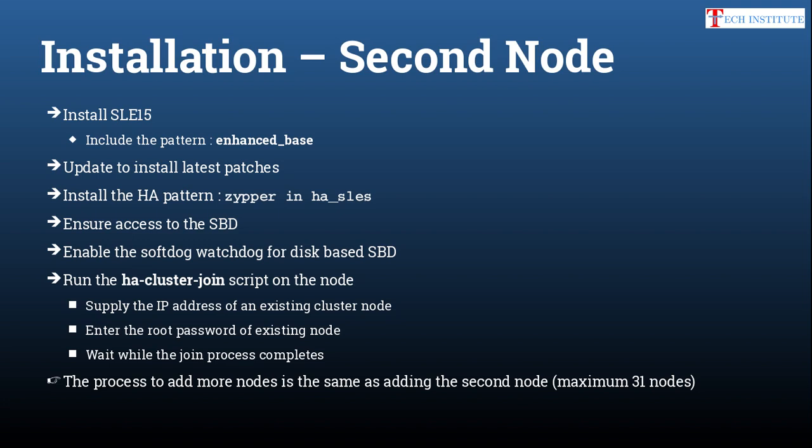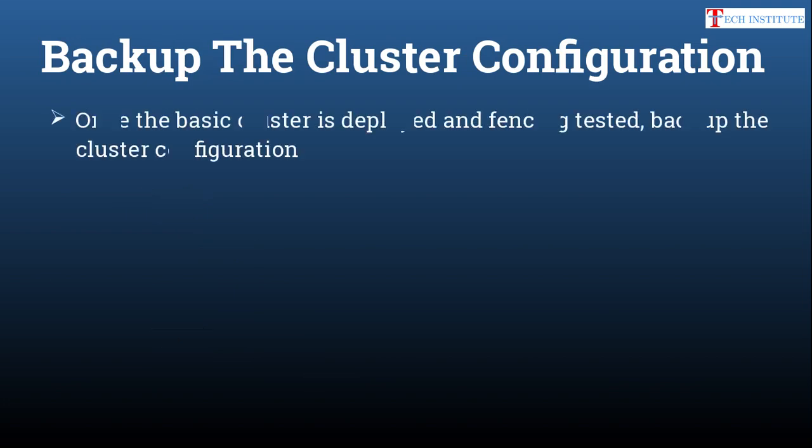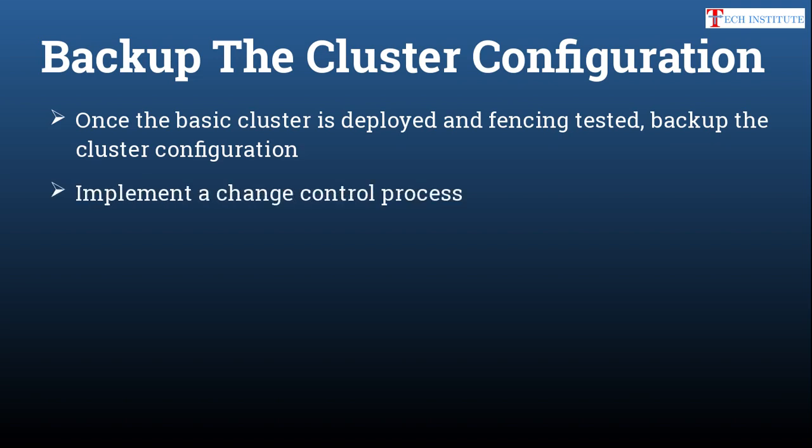Once you are done with the second node also, don't forget to take a backup of your cluster configuration, because this is the right time to take a backup. Once you are done with your initial deployment, you back up the configuration files, and also implement a change control process, so that not everyone can go and change the cluster configuration. There should be a proper process where people need to raise a change and get it approved, and then make the changes in your cluster, so that you have control over the cluster.